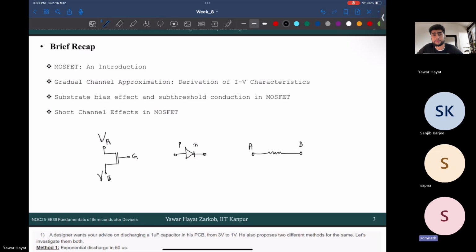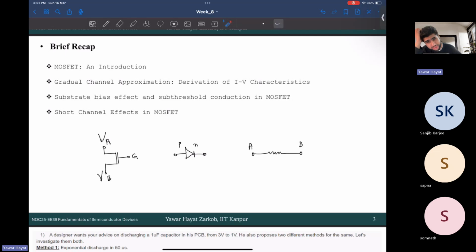Which terminal is positive, sir? This is with source. Both are positive. How will you handle that case? I'm saying, sir, VA is positive and VB is also positive. Now, which terminal is drain and which terminal is source? Which is higher potential, sir.